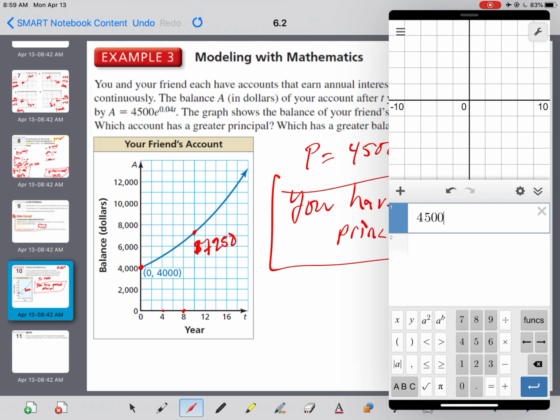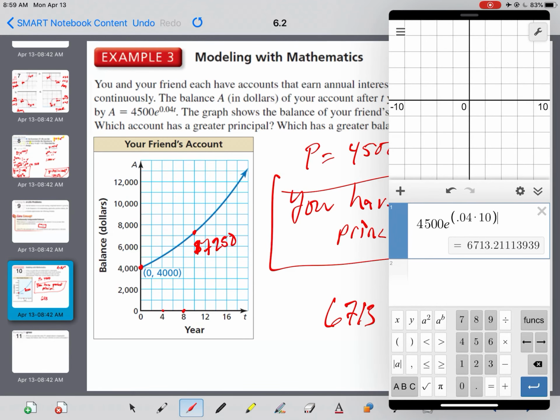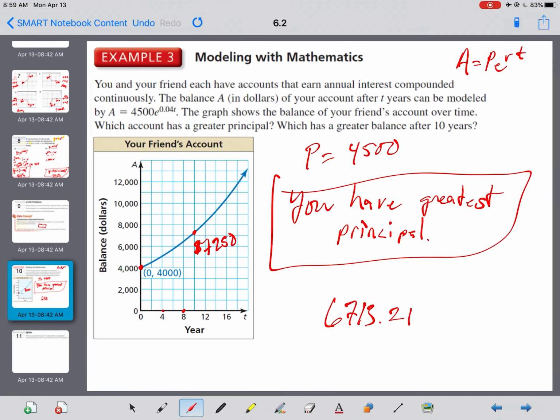Let's see what ours is after 10 years. So 4,500 e to the 0.04 times 10. Oop, oh, we want it up there. Time, no, I need parentheses. Times 10. Okay. Ours looks like 6713.21. That's how much we get after 10 years.